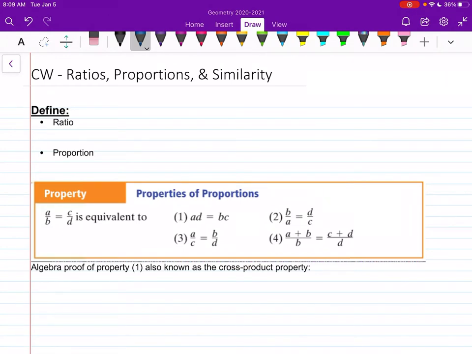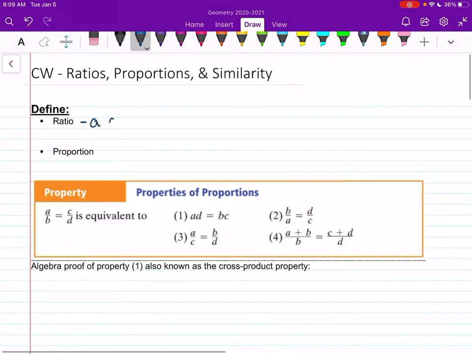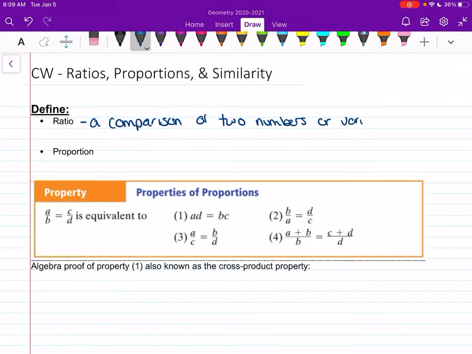A ratio is a comparison of two numbers. And we can write it several different ways. So I'm actually going to put numbers or variables in the definition. So let's say I want to compare 2 to 3, for example. I can write 2 to 3 in words like that. I can also write it with a colon, 2:3, or I can write it as a fraction, 2 over 3.